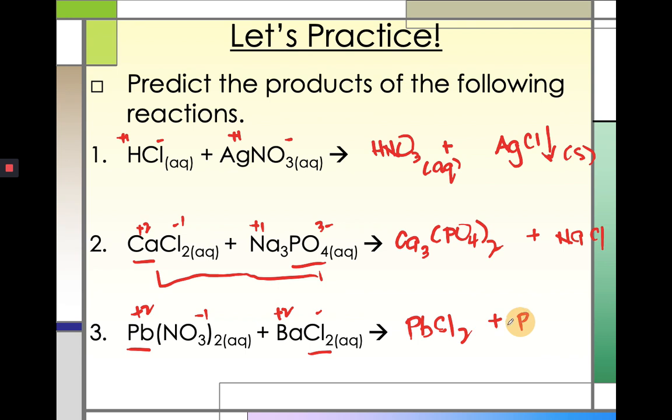and the nitrate ion is 1 minus, we just crisscross, disregard the sign, and get BaNO3 sub 2. Alright? So by the way, PbCl2, just like AgCl, is a precipitate, so that is solid.